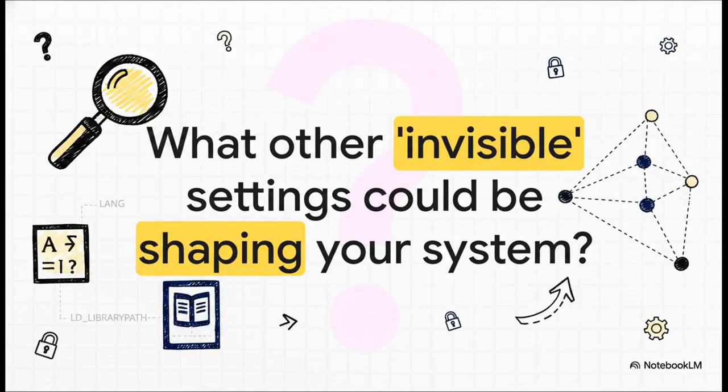So we've cracked the case of the PATH, but it's just one of many, many environment variables, which kind of leaves us with a final thought. Now that you know to look for these invisible settings, what other things could be shaping your system's behavior without you even realizing it? Variables for language or for shared libraries? The environment is just packed with these little clues, just waiting for you to find them.